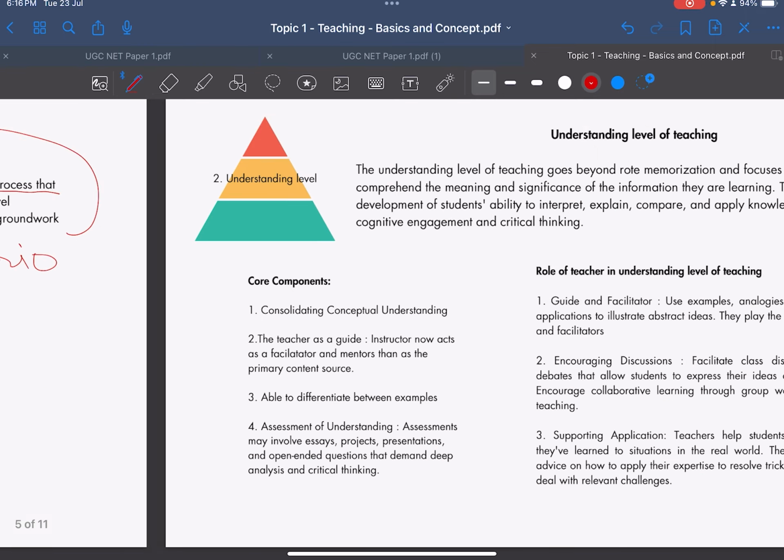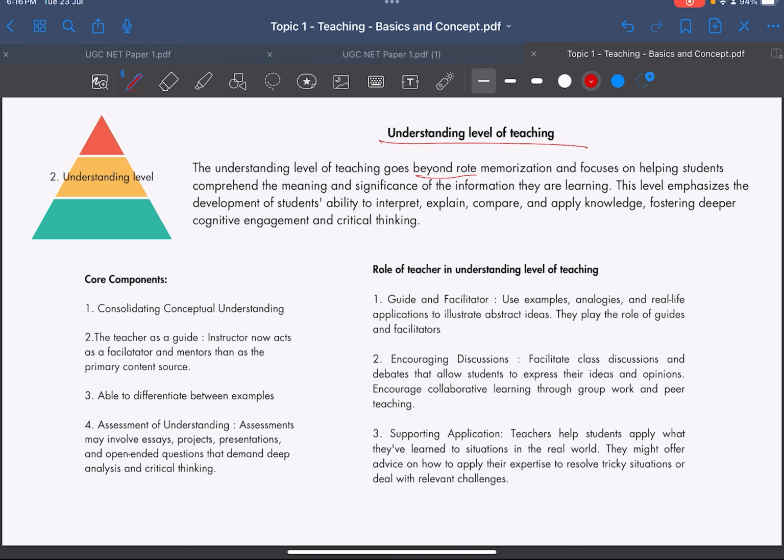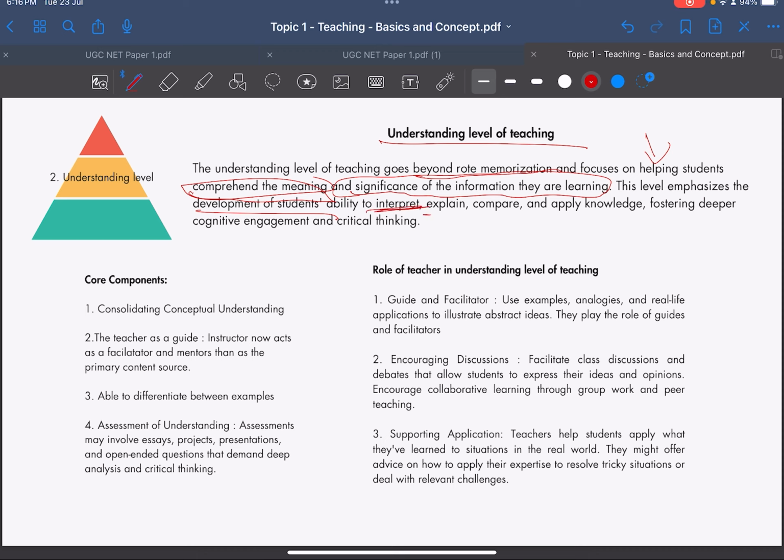Okay, so now let's move on to understanding level of teaching. Under understanding level of teaching, it goes beyond rote memorization and focuses on helping students comprehend the meaning. Okay, these are key terms that are very important and you should be remembering, and significance of the information that they are learning. This level emphasizes the development of students' ability to interpret, explain, compare, and apply knowledge. So, what are the core concepts? Consolidating conceptual learning.